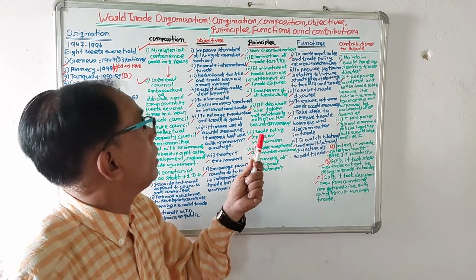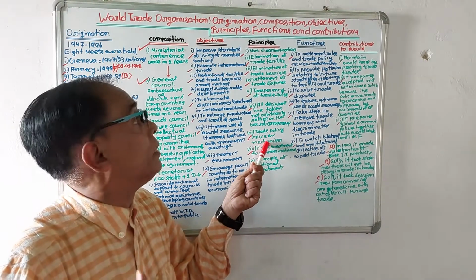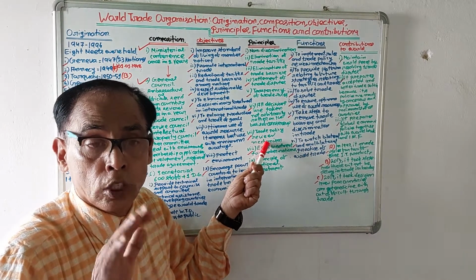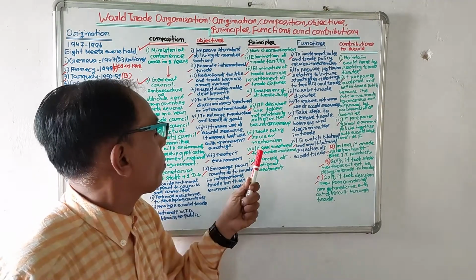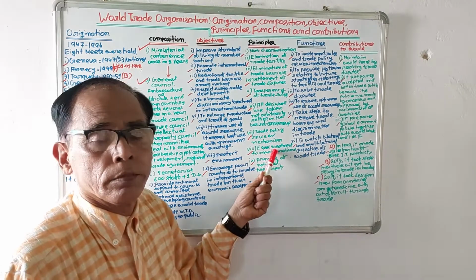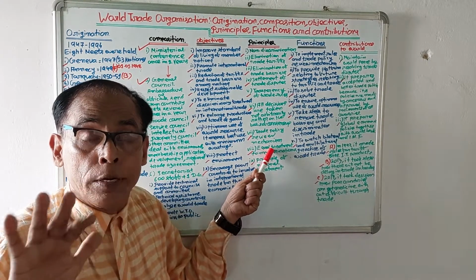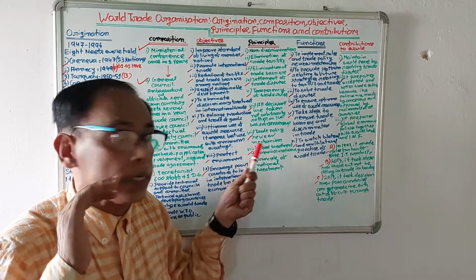Then another principle, trade policy review mechanism. Its other principle is to review trade policy from time to time. Then equal treatment to member nations. Another principle of WTO is to give equal treatment to all nations in international trade.